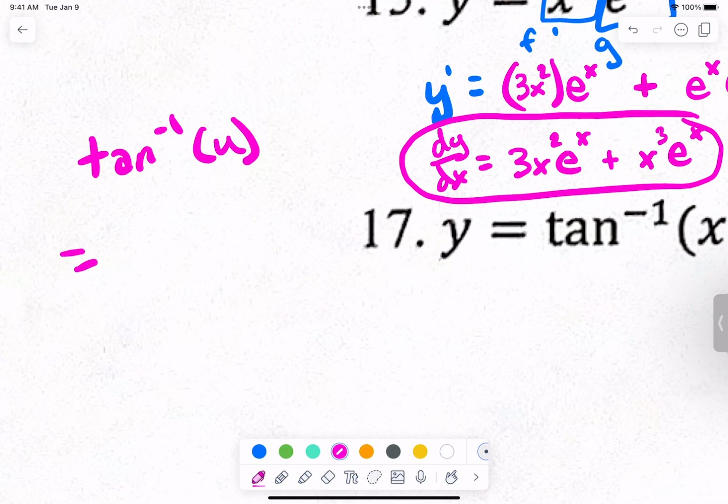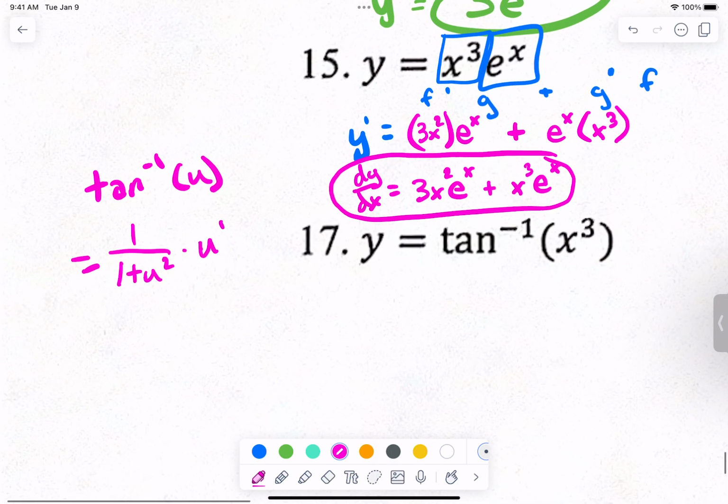Here's the rule for inverse tangent. It is 1 over 1 plus u squared times u prime. So you can put the u prime on the top if you want. That's u prime over 1 plus u squared. You can figure this out. This one's not too bad. I can do this one. Yeah, actually, you can do it.